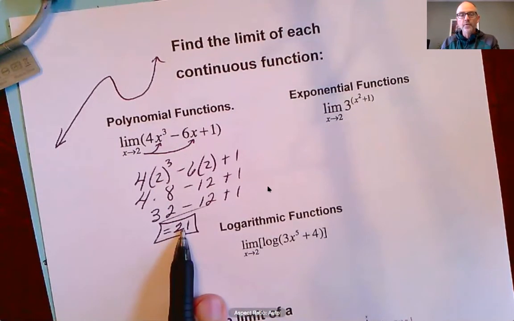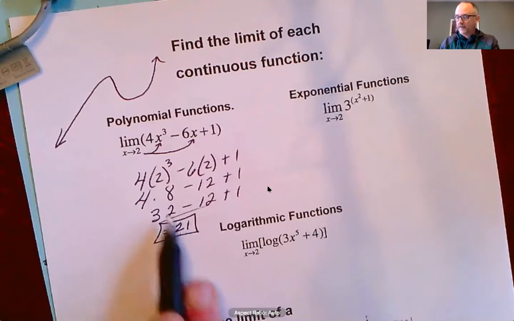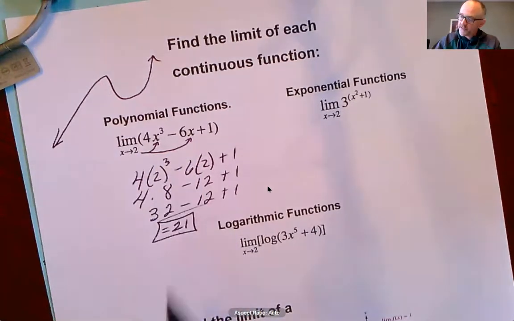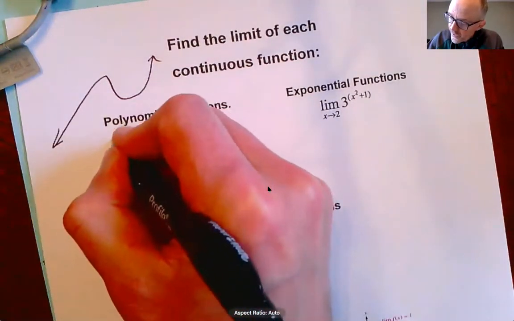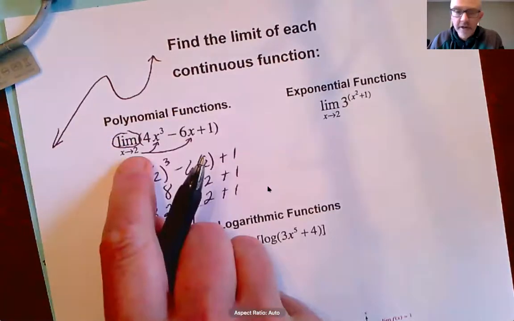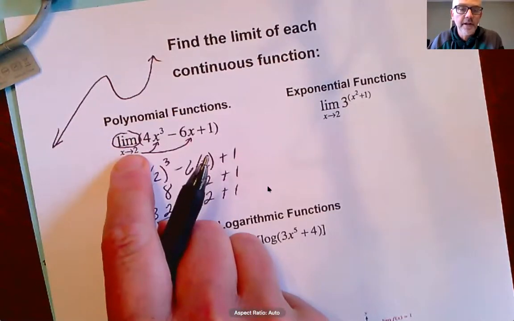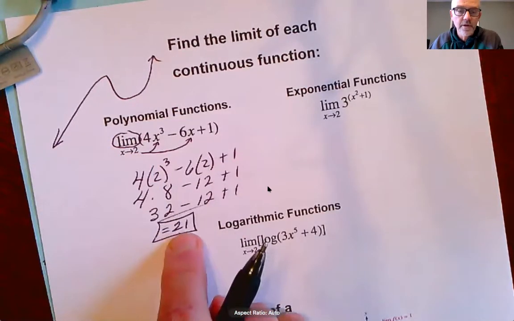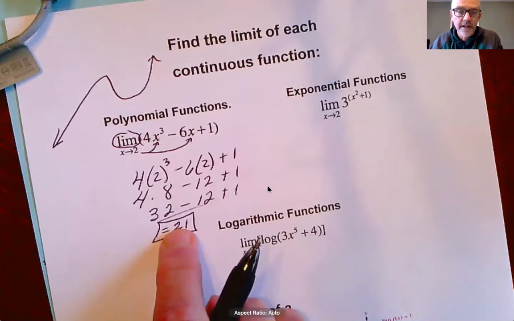Okay, we don't really care that 2 goes in and you get 21. This is the limit. So as you put in a 1.9 and a 1.99 and a 1.999, you're approaching 21. We don't really care that the answer is 21. It's what you're approaching. That's the limit.